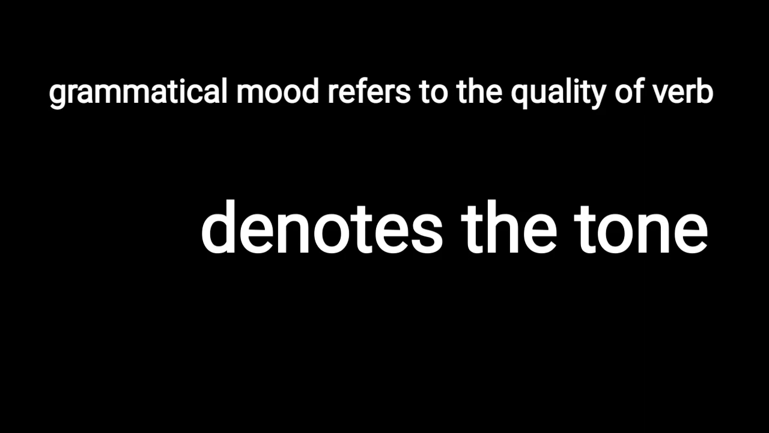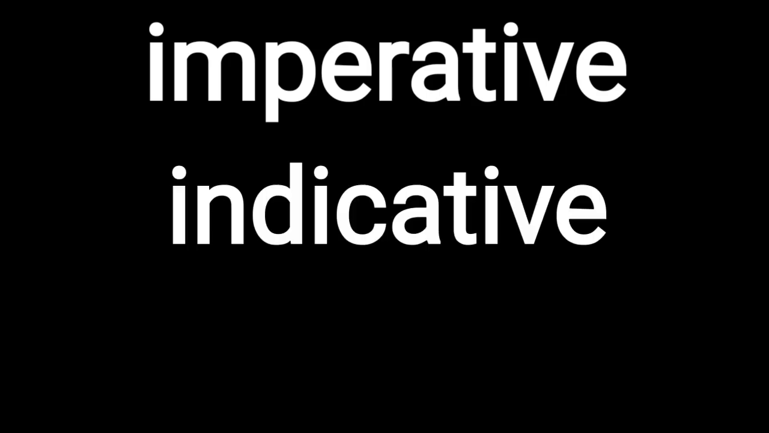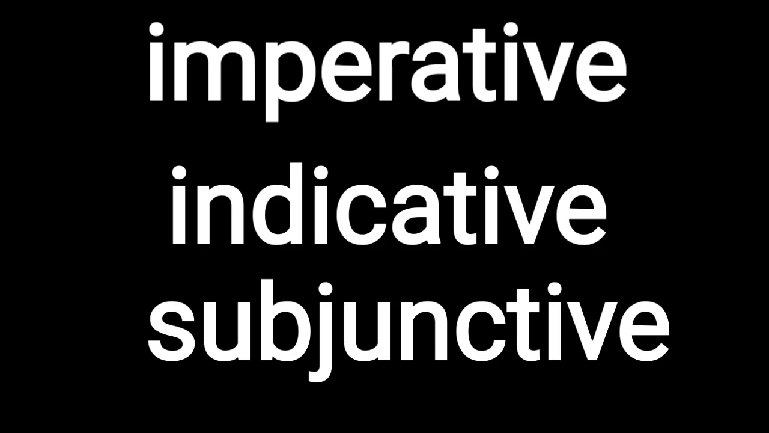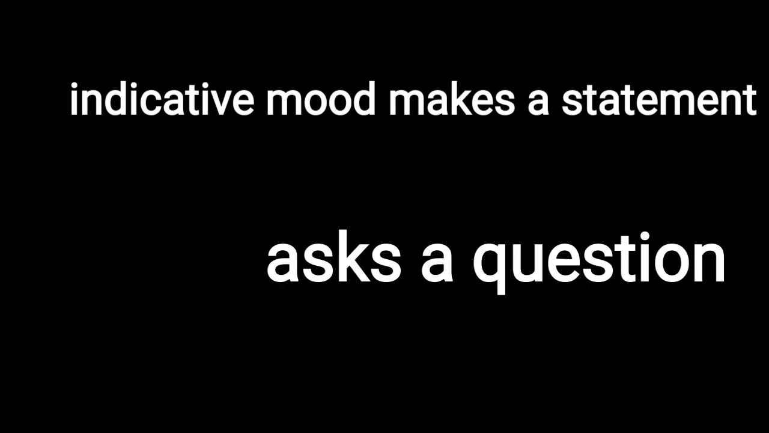There are three basic moods in English: imperative, indicative, and subjunctive. The indicative mood is the form of verb that makes a statement or asks a question. It expresses a fact. Examples: He sings well. Does he sing well? The sun rises in the east. The sky is clear tonight. The imperative mood expresses a command or a request. Examples: Drive the car. Please drive the car. Go away. Please get ready on time.